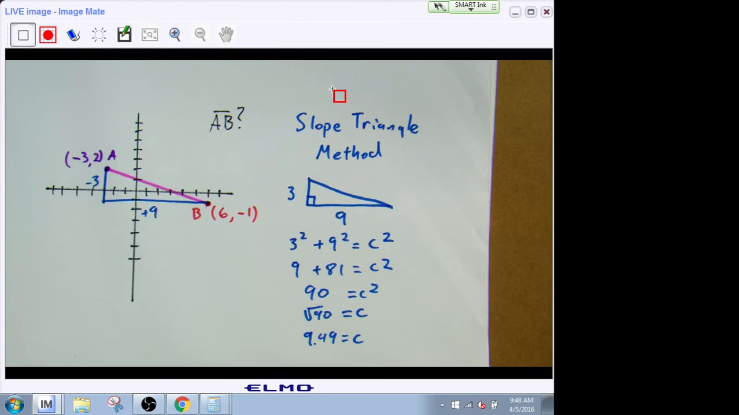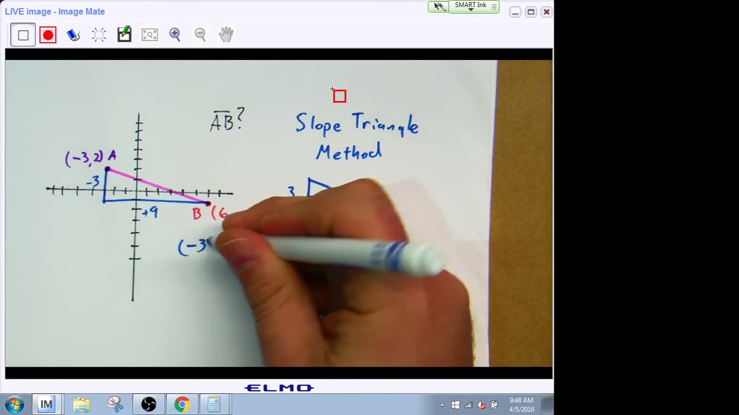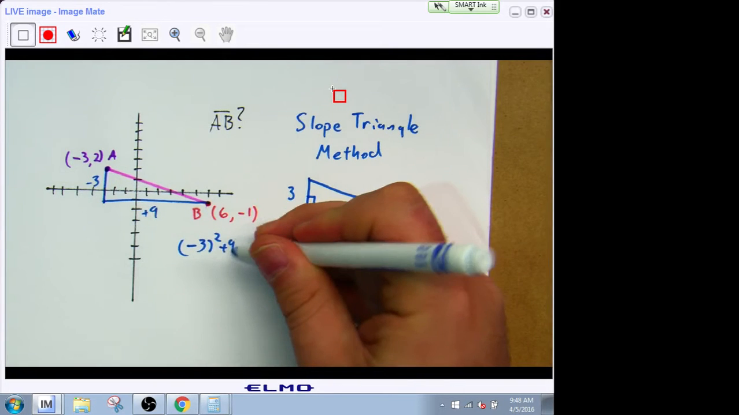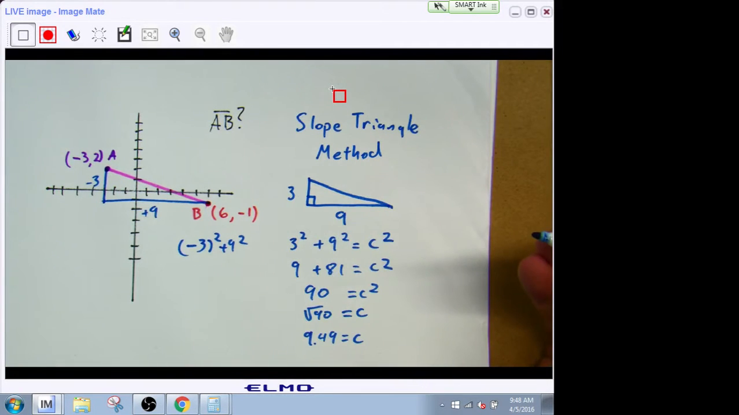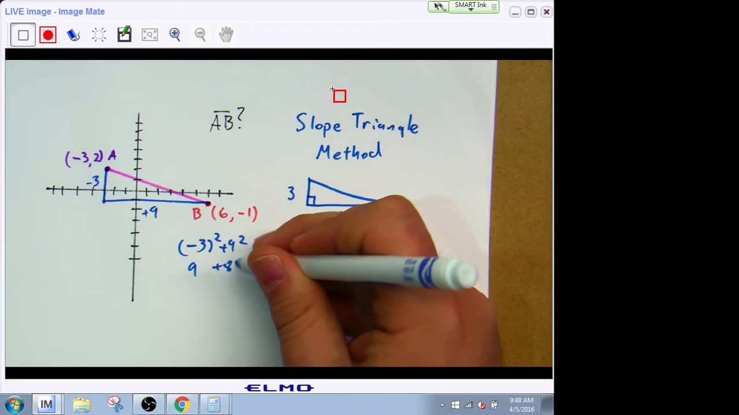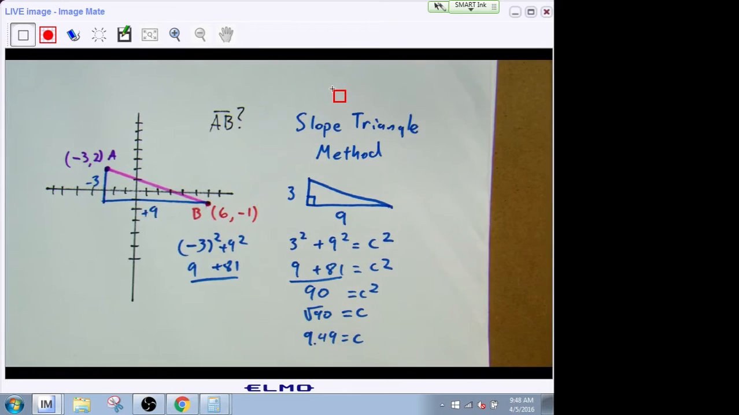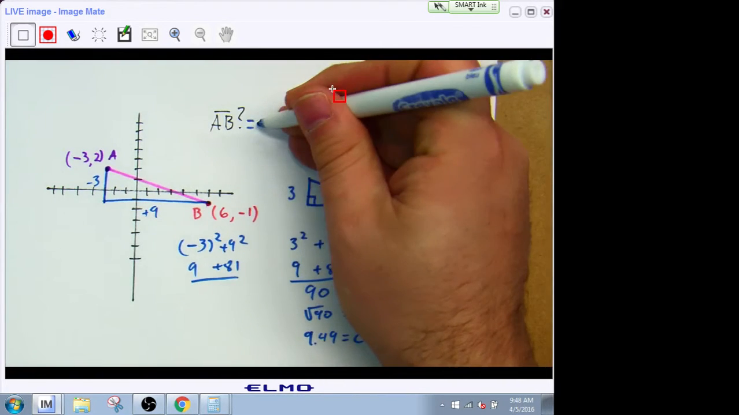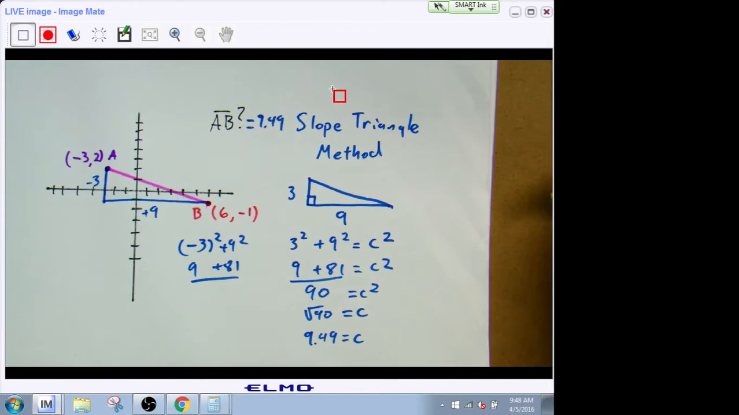Okay? Now, it doesn't change the math at all. If you wanted to use this and have it be negative 3 squared plus 9 squared, well, negative 3 times negative 3 is going to be positive 9, and then 9 is going to be 81. So we end up at the exact same step anyway. Okay? So after doing all this, we know that AB is going to equal 9.49 using the slope triangle method. All right?